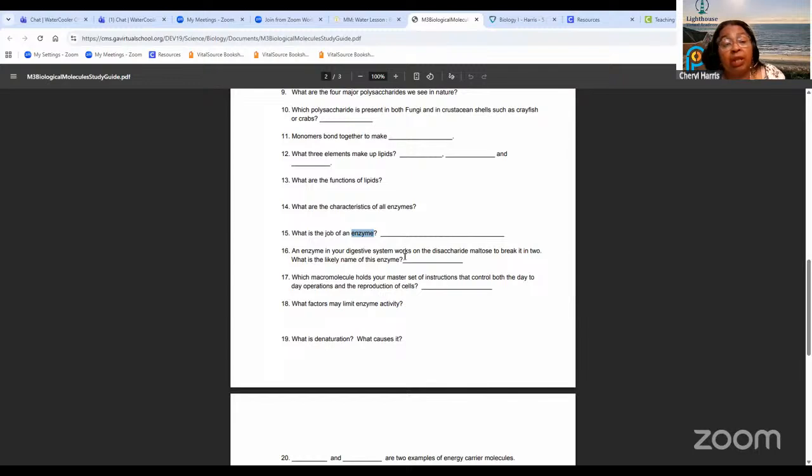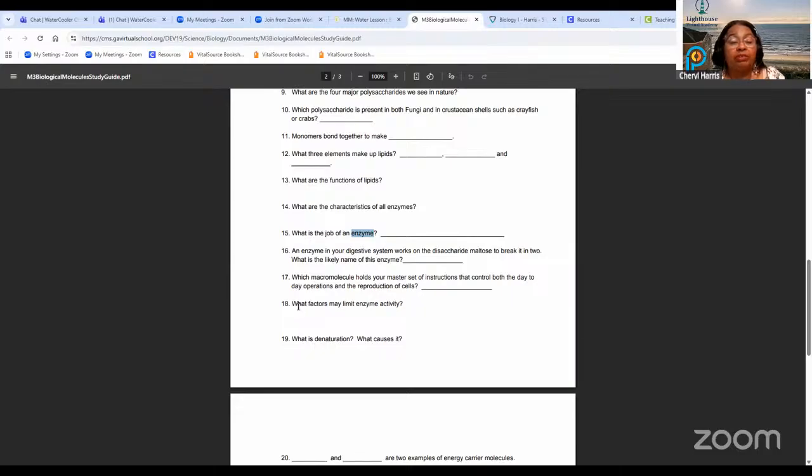If they're working on galactose, it's galactase. If they're working on lactose, it's lactase, that sort of thing. Maltose, maltase; fructose, fructase. Enzymes are named for the substance that they work on because they are very specific to that substance.